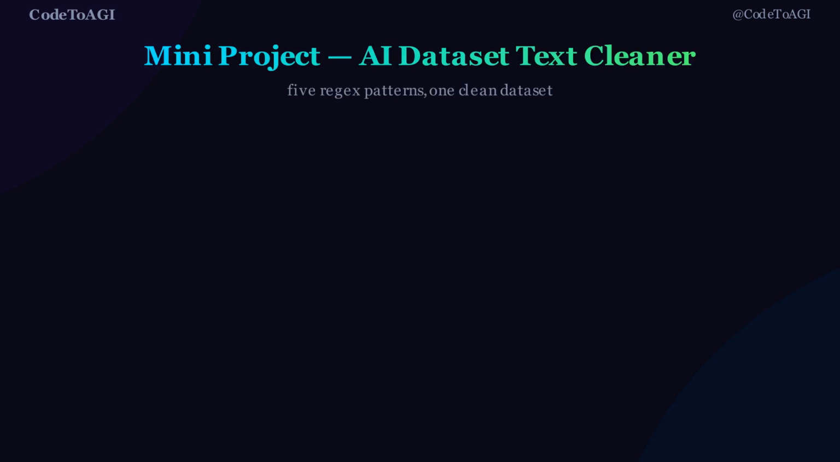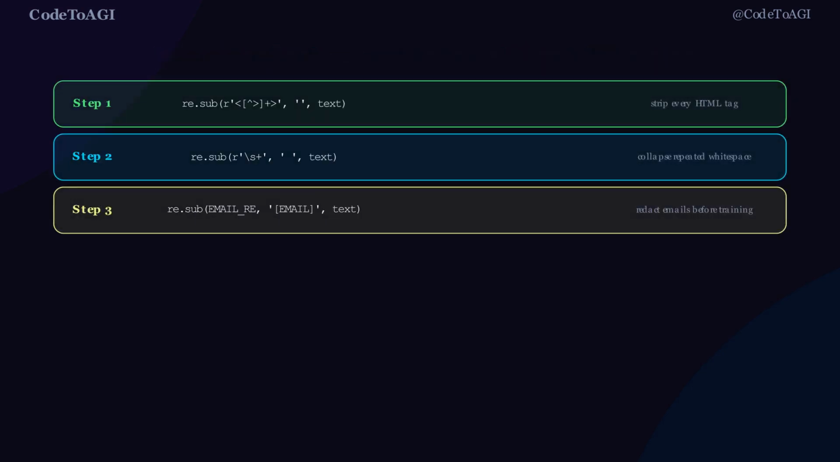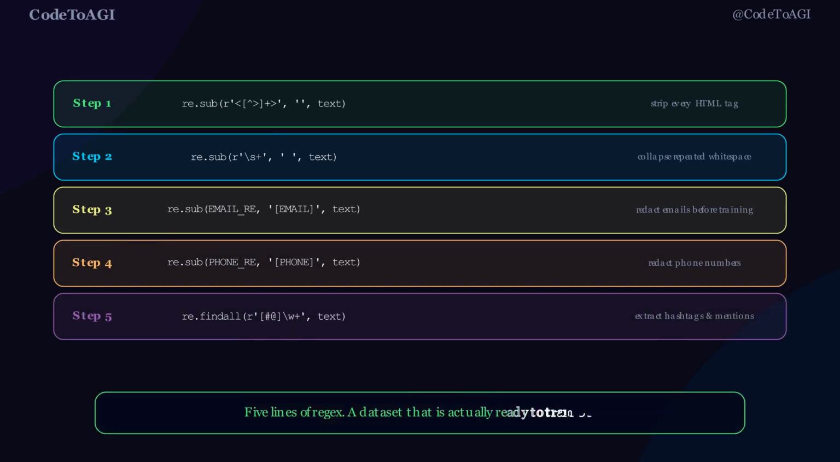Mini project, a text cleaner for an AI training dataset. Step 1. Strip every HTML tag with one substitution pattern. Step 2. Collapse repeated whitespace down to single spaces. Step 3. Redact emails and phone numbers before training. Step 4. Extract hashtags and mentions as separate metadata. 5 lines of regex, a dataset that is actually clean.